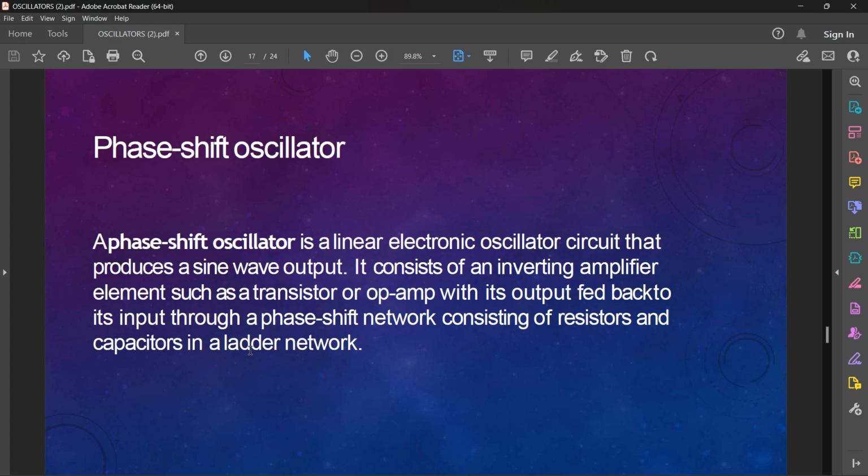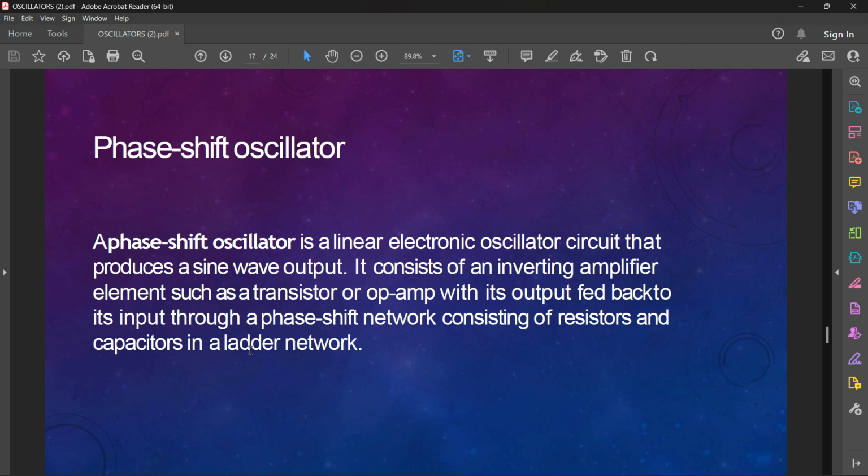So we know phase shift oscillator means we have to change the phase of the signal we are generating. A phase shift oscillator is a linear electronic oscillator circuit that produces a sine wave output. It consists of an inverting amplifier element such as a transistor or op-amp with its output fed back to its input through a phase shift network consisting of resistors and capacitors in a ladder network.